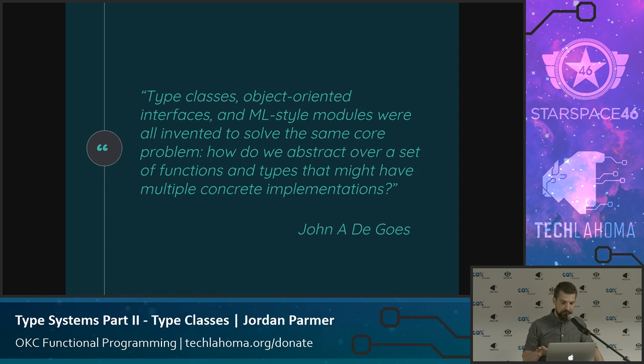Okay, so here's a quote from John De Goes. He is very active in the pure functional programming community. He's one of the maintainers for ScalaZ, and you see him a lot in Haskell circles as well. He says, type classes, object-oriented interfaces, and ML-style modules were all invented to solve the same exact core problem. How do we abstract over a set of functions and types that might have multiple concrete implementations?